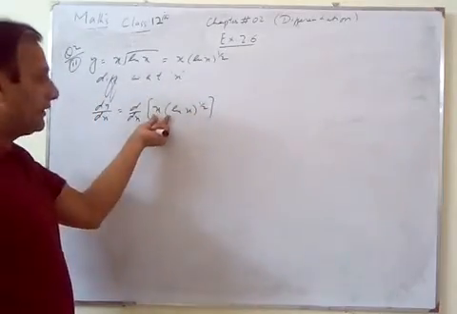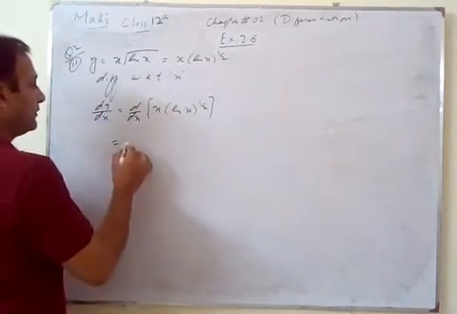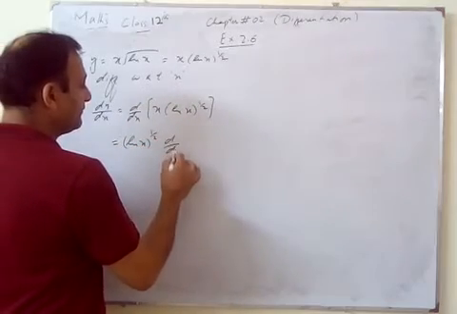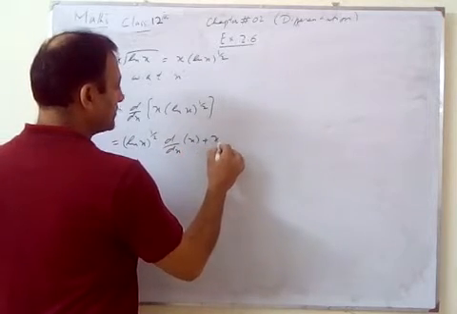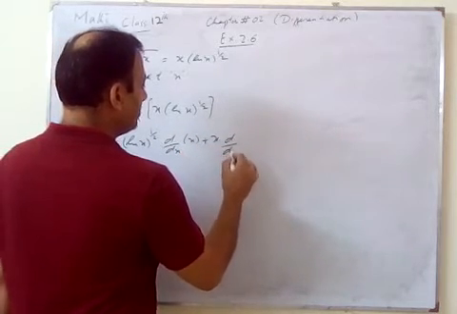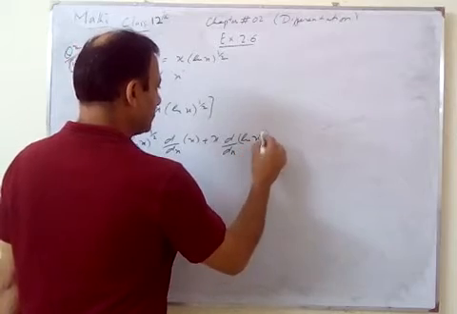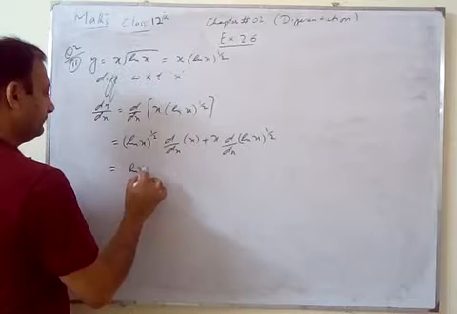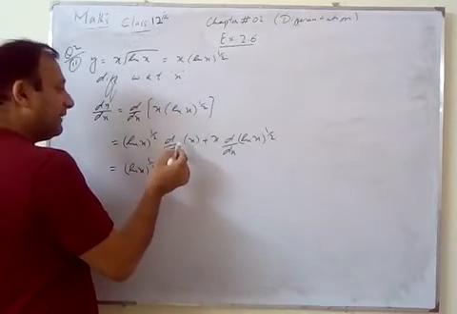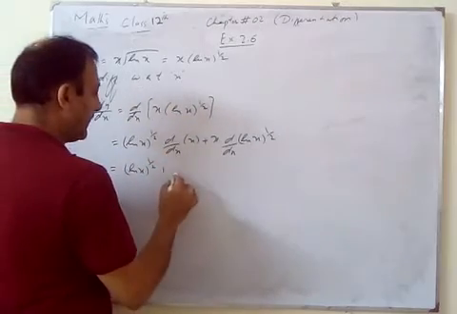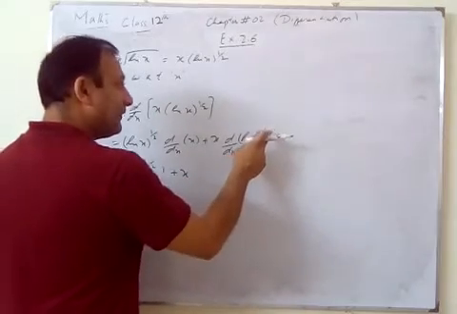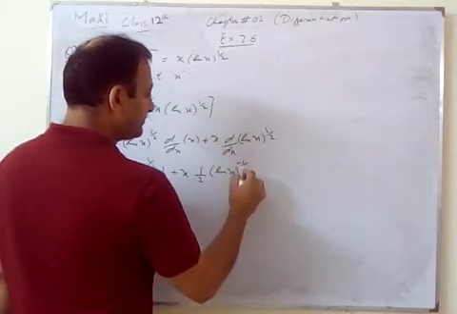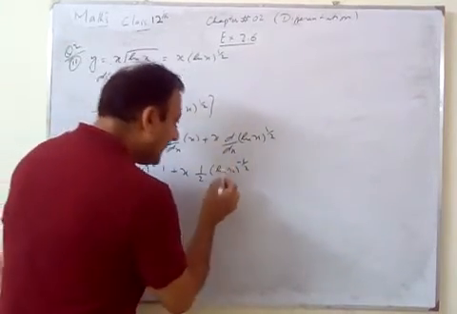Here again a product is there. So second function into derivative of first function plus first function into derivative of second function. So it remains the same. The derivative of x is 1, plus x. First of all, the power is there, so 1 by 2 log of x power minus 1 by 2, into again the derivative of this.